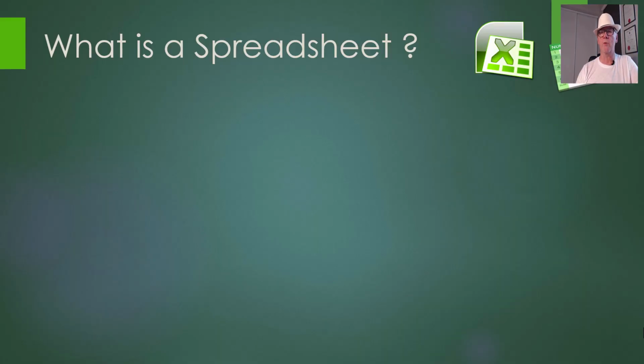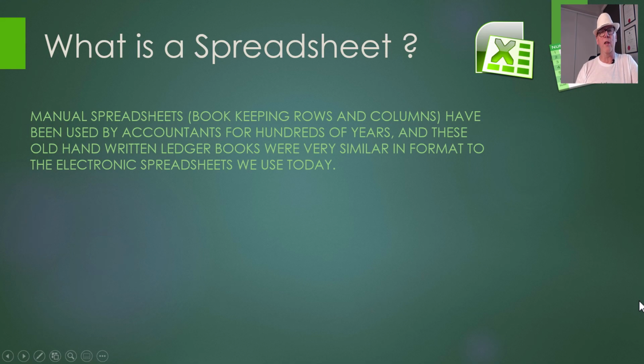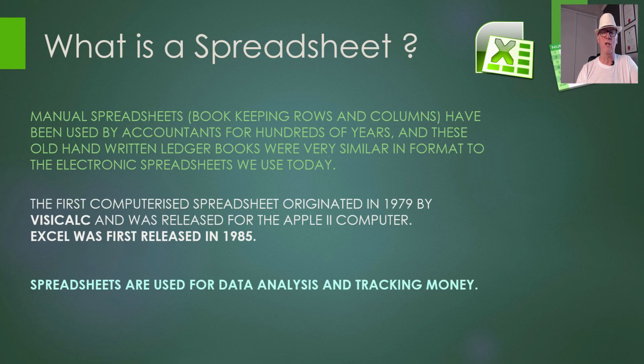So what is a spreadsheet? Well, you start up the green X application rather than the blue W or the orange PowerPoint, and then you get into Excel. So these are manual spreadsheets. These have been used by bookkeepers and accountants for hundreds of years, except they used to rule things up in ledger books by hand and write it all out by hand. But now, of course, it's all done in electronic spreadsheets we use today.